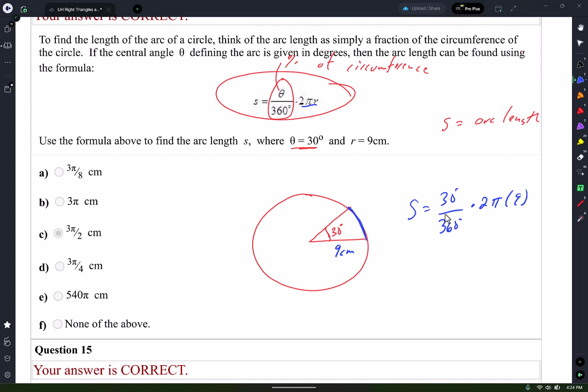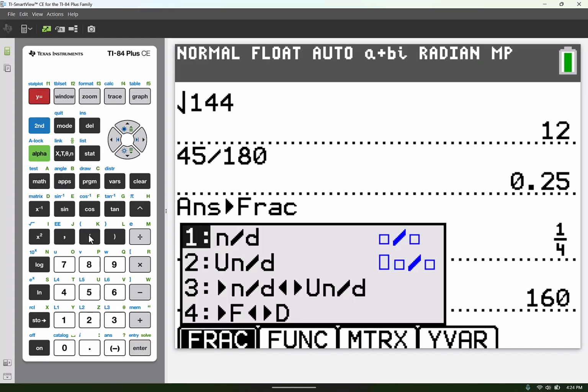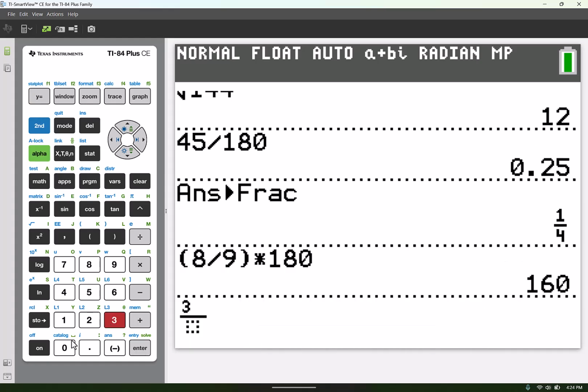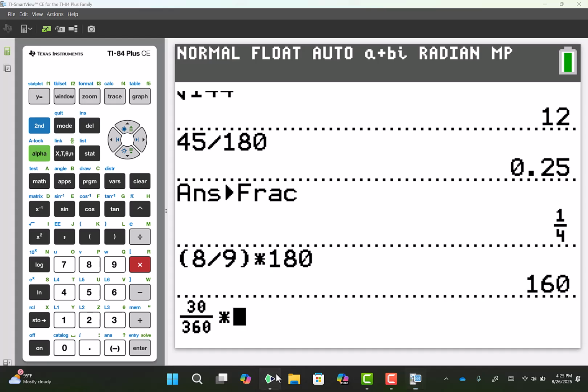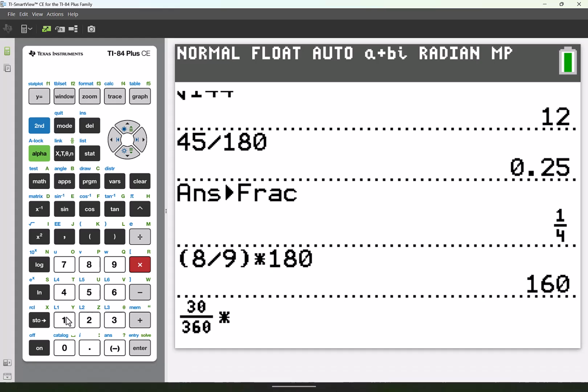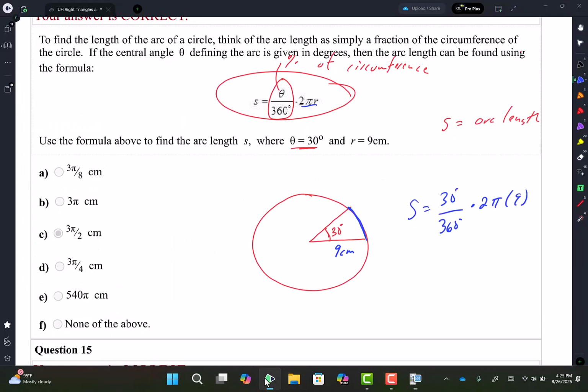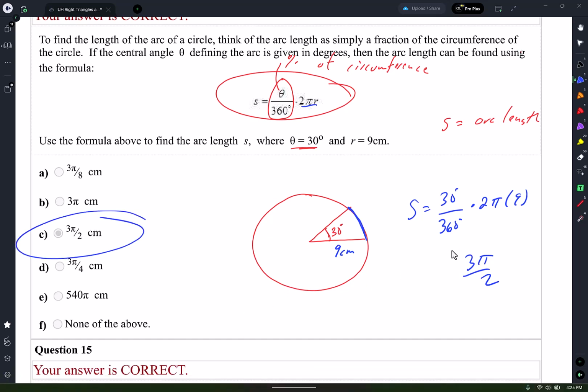All right, here we go. I'm just going to put this in my calculator. So I'm going to go 30 over 360. And don't put the pi in there, guys. Just multiply the 2 and the 9. What's 9 times 2? Just multiply by 18. And there it is. What are you going to put in the top? The pi. 3 pi over 2. Do you see how we did it?